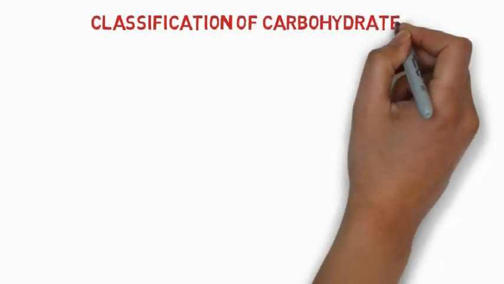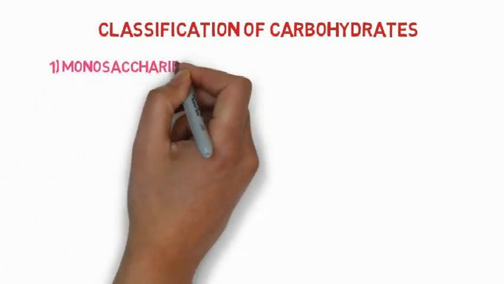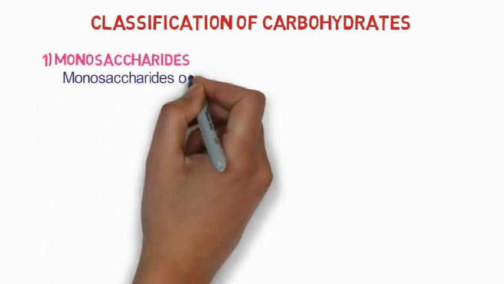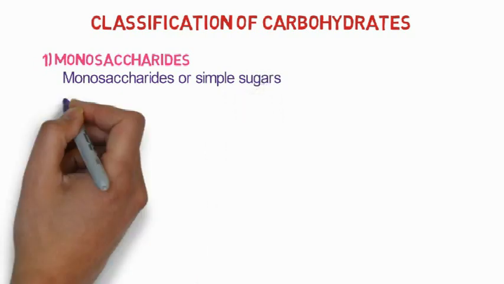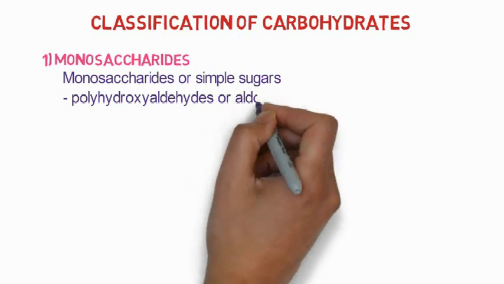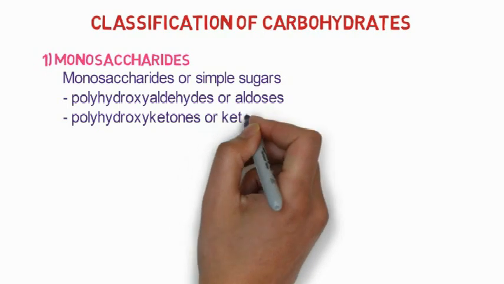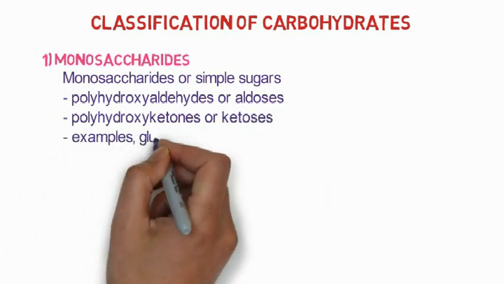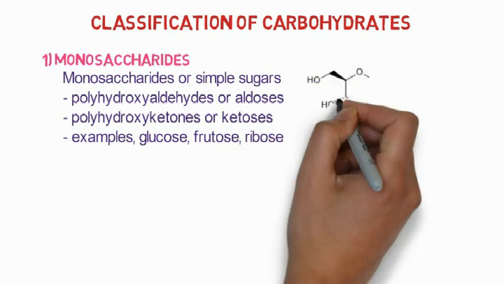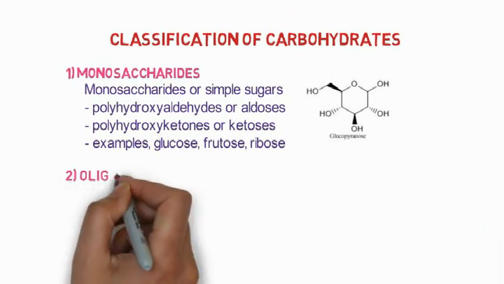Now the next topic is classification of carbohydrate. Carbohydrate is classified into three main classes. The first one is monosaccharide, or we call it simple sugars. These are polyhydroxy aldehydes, or aldoses, or polyhydroxy ketones, or ketoses. The example of the aldoses is glucose, while the ketose is fructose. Ribose is also an aldose.